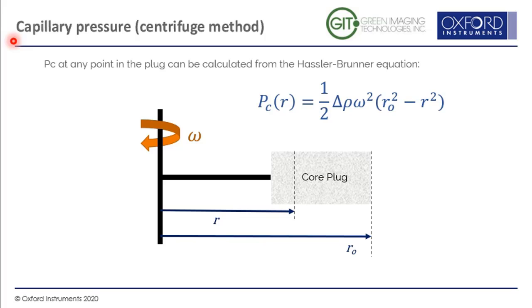Now let's look at how NMR can be used to measure capillary pressure. The capillary pressure at any point R in a sample being spun in a centrifuge is given by the Hassler-Brunner equation, where delta rho is the density difference between the wetting and non-wetting fluids, omega is the centrifuge rotation speed, and R0 is the distance from the centrifuge axis to the outlet face of the core plug.